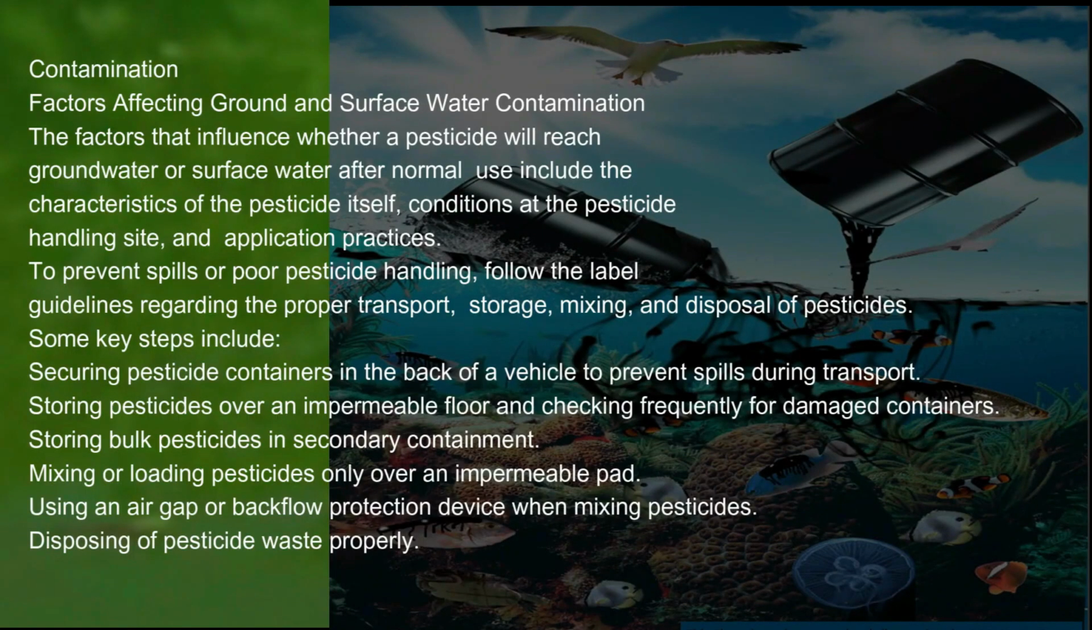Contamination. Factors affecting ground and surface water contamination. The factors that influence whether a pesticide will reach groundwater or surface water after normal use include the characteristics of the pesticide itself, conditions at the pesticide handling site, and application practices.